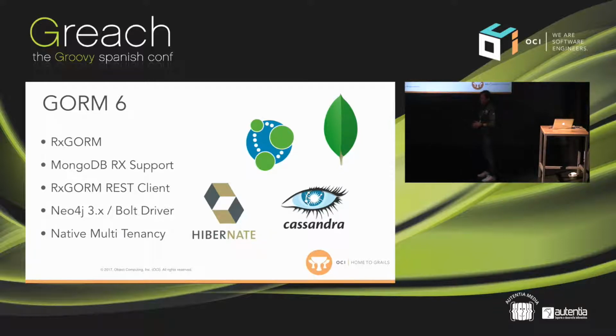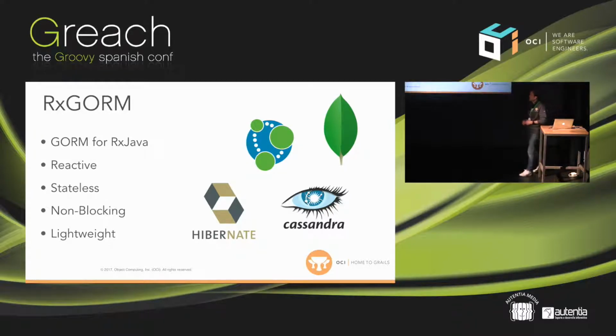And then in terms of GORM 6, which we released with Grails 3.2, we had introduced a number of new features in GORM 6. RX GORM, which is a version of GORM that uses the RxJava GORM API, and it's stateless and so forth. And we used the RX GORM API to build MongoDB RX driver support, so you can build non-blocking applications using the RX API. We also implemented another implementation for building REST clients called RX GORM for REST. We added an initial version for Neo4j 3 and the Bolt driver, and native multi-tenancy. So these are all new features that are part of GORM 6 in Grails 3.2.